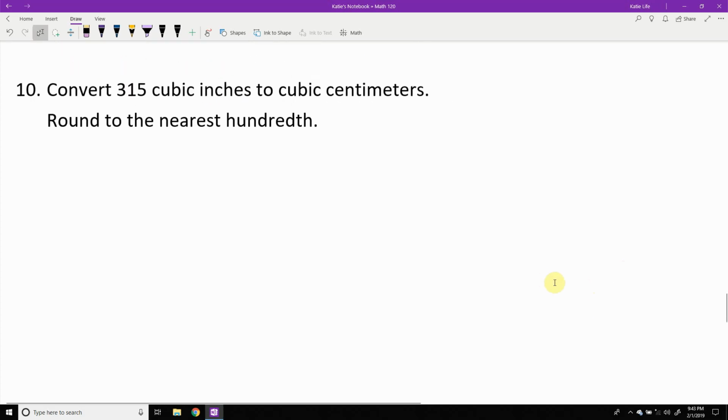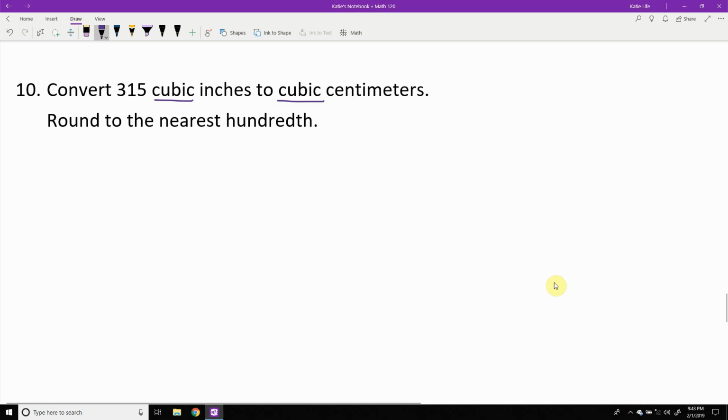Number 10, we want to convert 315 cubic inches to cubic centimeters, round to the nearest hundredth. Okay, so there are 2 things I really want to make mention of in this problem. Number 1, we are working in a higher dimension than the values listed on our conversion chart. All of those values are in the first degree. They're in the first dimension, meaning that most of them, if we're talking about length, there's no exponents on any of our units.